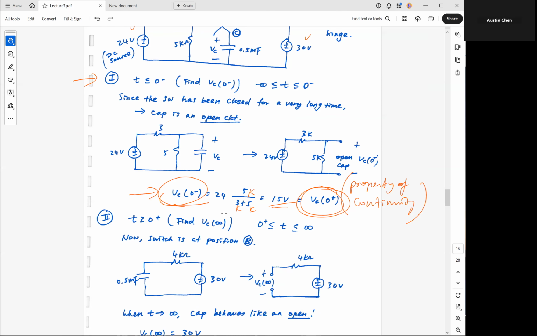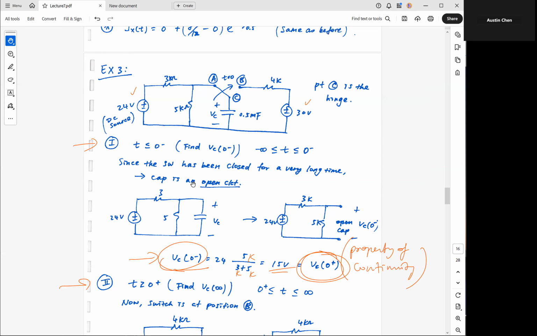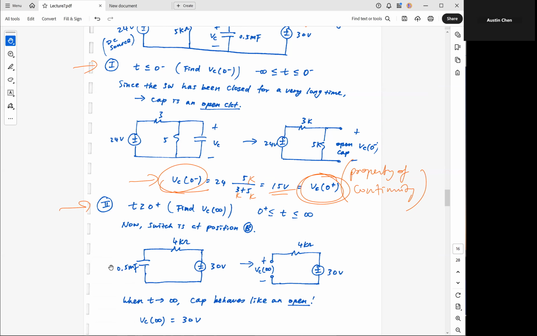All right, so next step, let's look at after the switching event. So the circuit after the switching event: this switch now is going to go from position A to position B. So my circuit is going to look like 30 volt, 4K, and 0.5 millifarad. So this is the circuit we have.